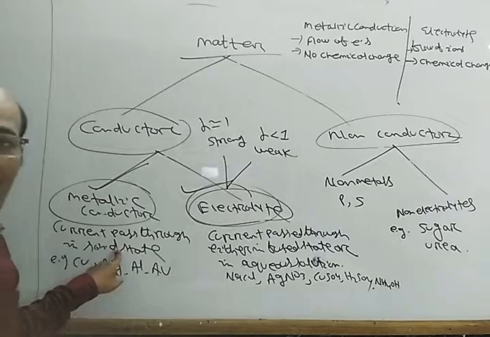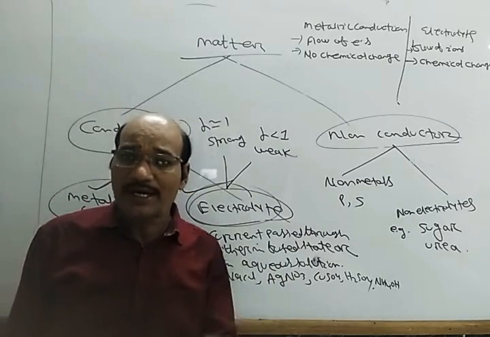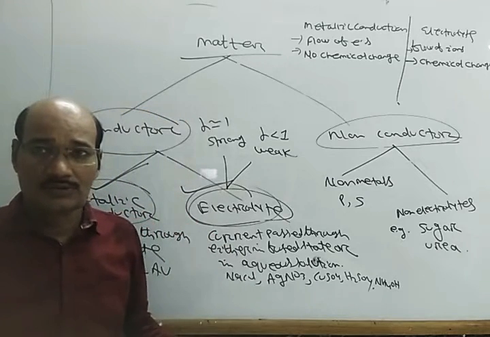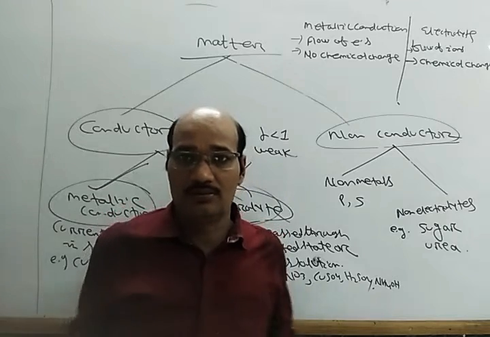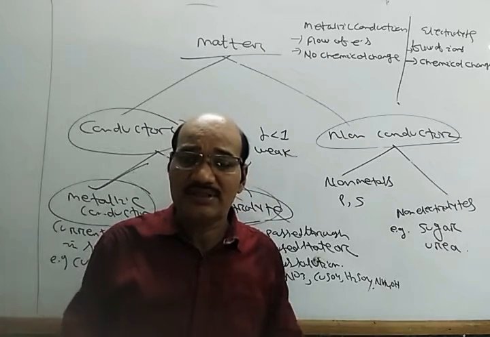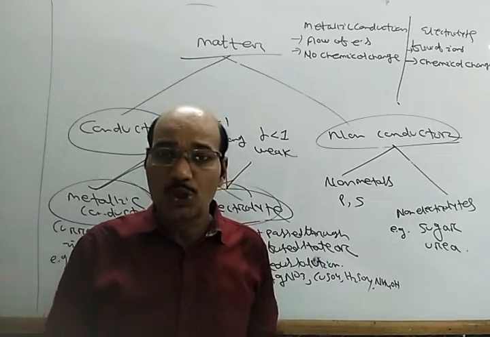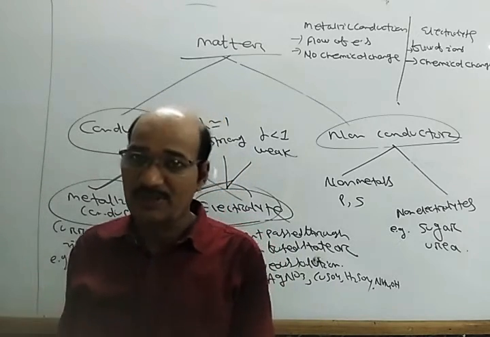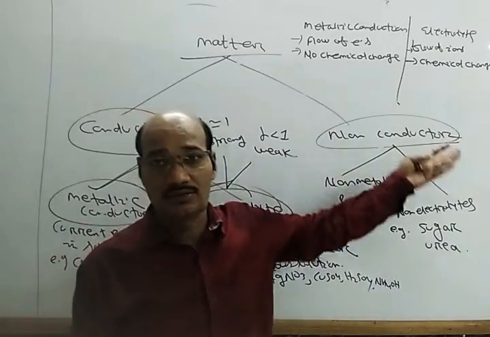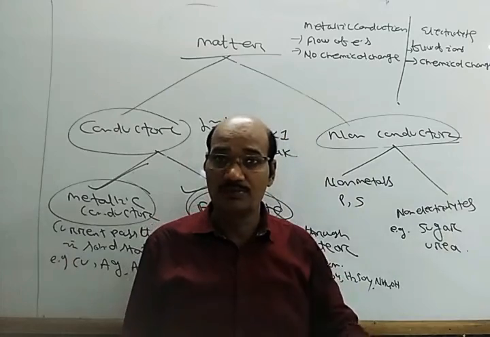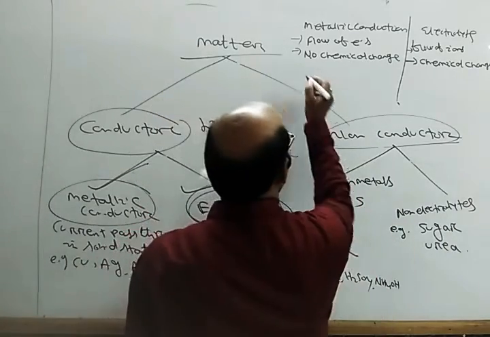Now, again, when there is a flow of current through the conductor, as there is no chemical change, there is no transfer of matter. The matter remains as usual in their usual states, usual positions. No transfer of matter takes place. But when current is flowing through the electrolytes, the matter transfers from one to the other. So there is a change of mass.